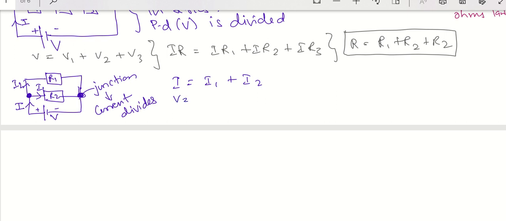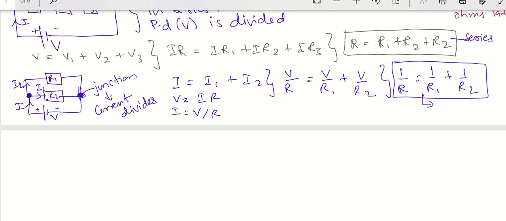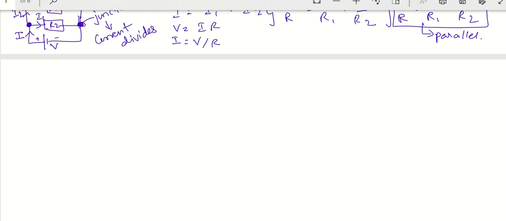According to Ohm's law, your V was IR. So your I has to be V upon R. Which means I can write this equation as V by R equal to V by R1 plus V by R2. Which means I can write this as 1 by R equal to 1 by R1 plus 1 by R2. So this is the equation I get for your parallel connection. Okay. So this is series connection and this is parallel connection. Now let us go ahead a little bit more.